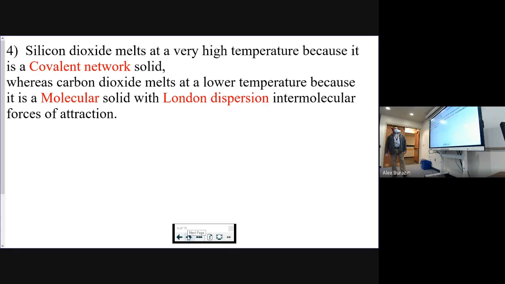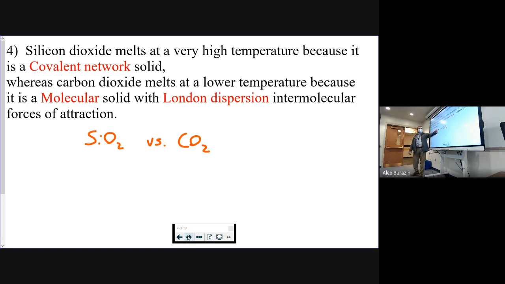Silicon dioxide melts at a very high temperature because it is a covalent network. I think I filled this one in for you, right? There were blanks. Whereas carbon dioxide melts at a lower temperature because it is a molecular solid with London dispersion intermolecular forces of attraction. A couple different little things they could maybe ask, right? If you look at those formulas, I have SiO2 versus CO2. Very, very similar. Carbon and silicon are even in the same family on the periodic table.